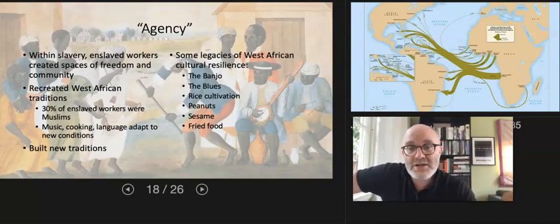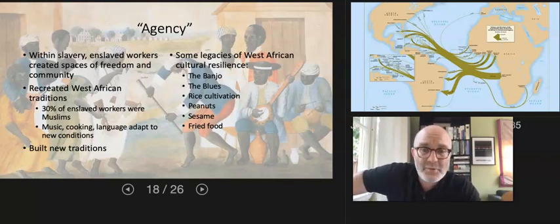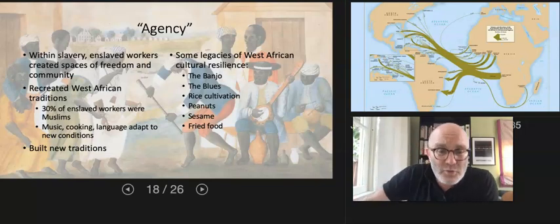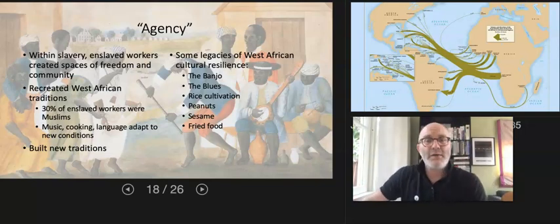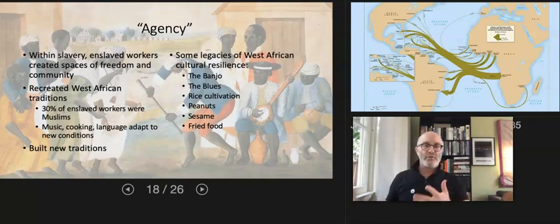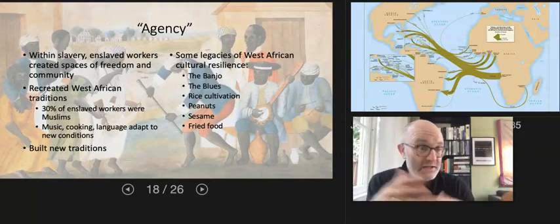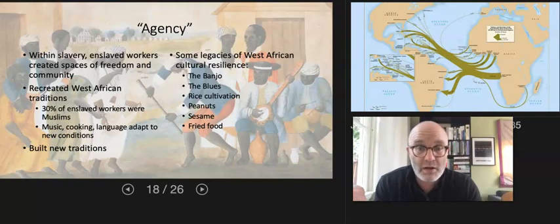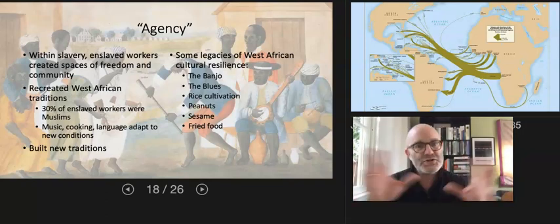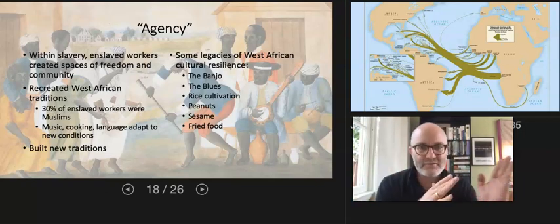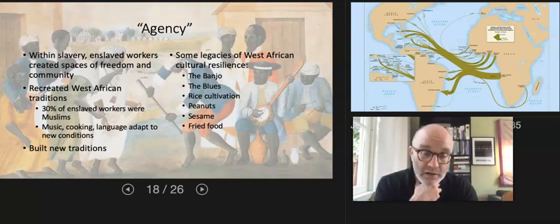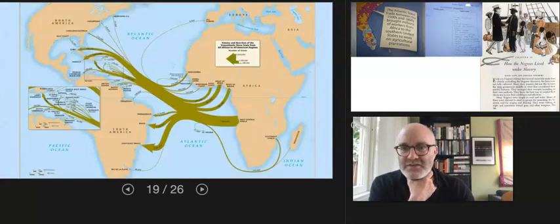Rice cultivation, as I mentioned. Peanuts are native to West Africa. Sesame is native to West Africa. The tradition of frying foods is native to West Africa. All of these things are brought over with enslaved Africans and really influence certainly American culture. The blues, banjo, bluegrass, frying foods. There's, especially in the South, all kinds of traditional Southern food that is directly linked to African customs. Okra is another one.